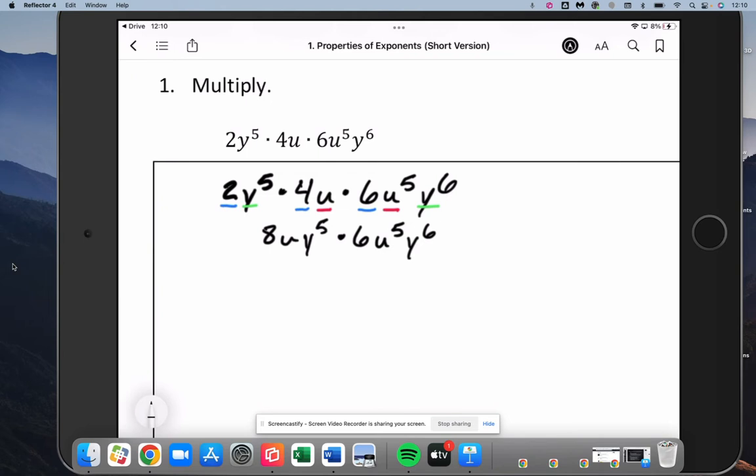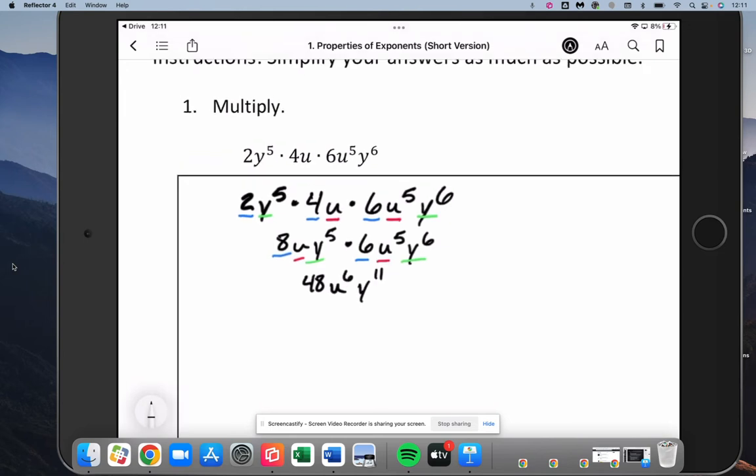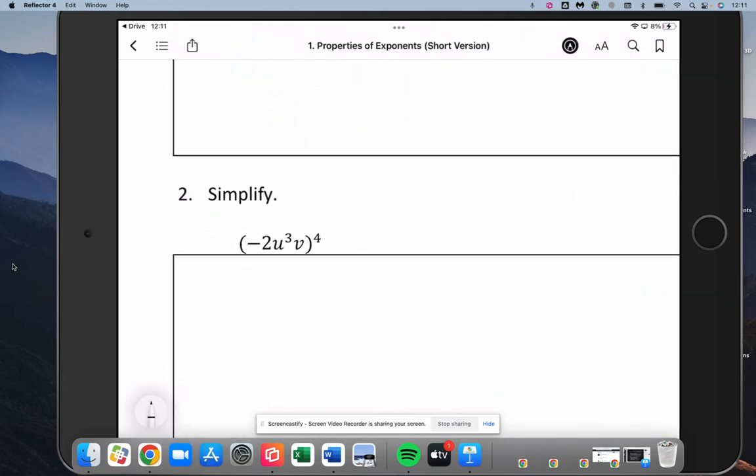Now I can see again that I do have some common things that can be multiplied together, like this 8 and this 6, the y to the 5th and y to the 6th, and the u and the u to the 5th. So 8 times 6 is 48. u and u to the 5th makes u to the 6th. And y to the 5th and y to the 6th makes y to the 11th. So 48u to the 6th, y to the 11th is what I get for this problem. Cool. Moving on to the next.